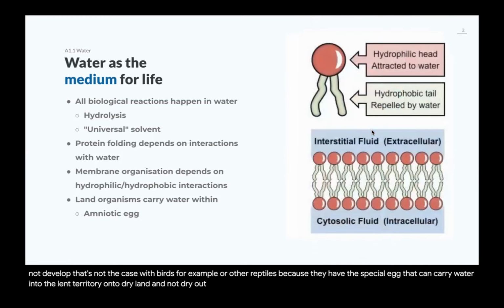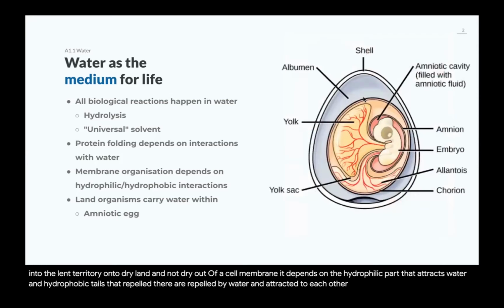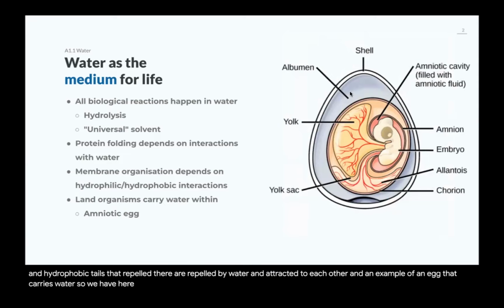So here we see the organization of a cell membrane. It depends on the hydrophilic part that attracts water and hydrophobic tails that are repelled by water and attracted to each other. And here is an example of an egg that carries water. We have all these membranes and a water reservoir, right? So we have the amniotic fluid carrying water. And even mammals have this amniotic fluid. So we are adapted to live on land.